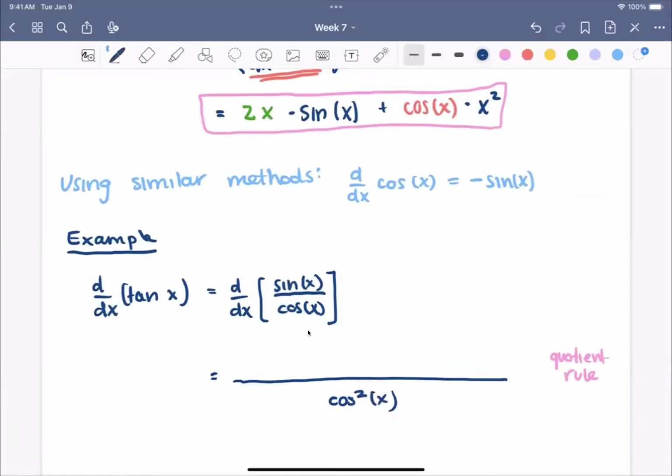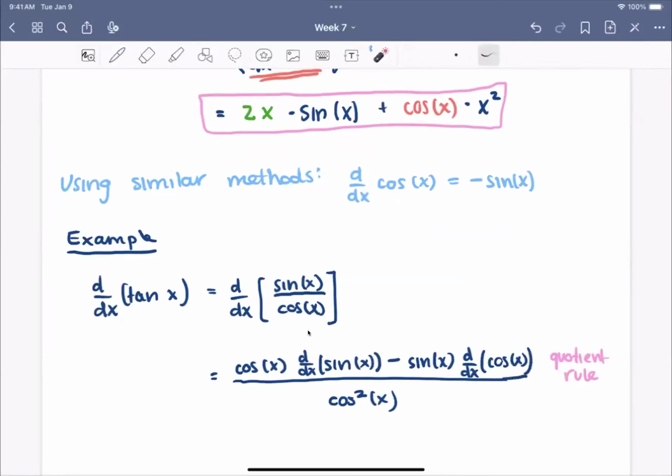So we have cosine x times the derivative of sine x, minus sine x times the derivative of cosine x. Another way that I try to remember this is bottom d top minus top d bottom, all over bottom squared. That is what we get from the quotient rule.